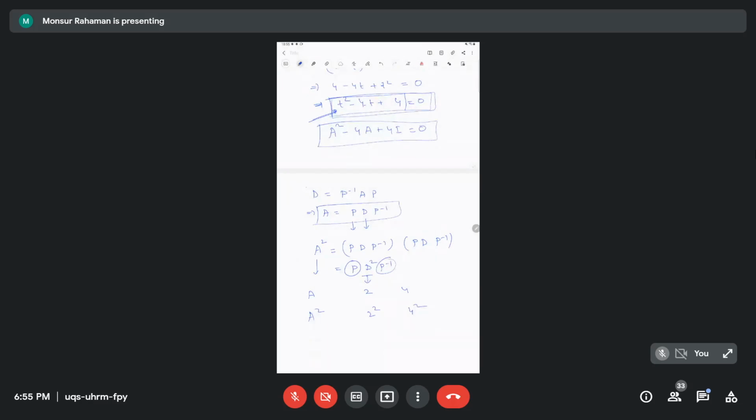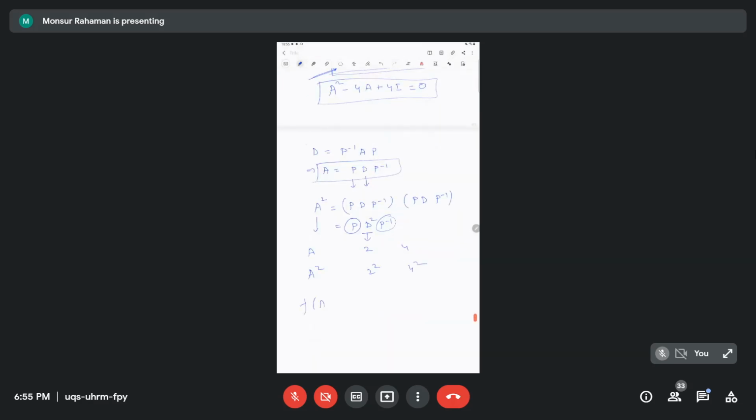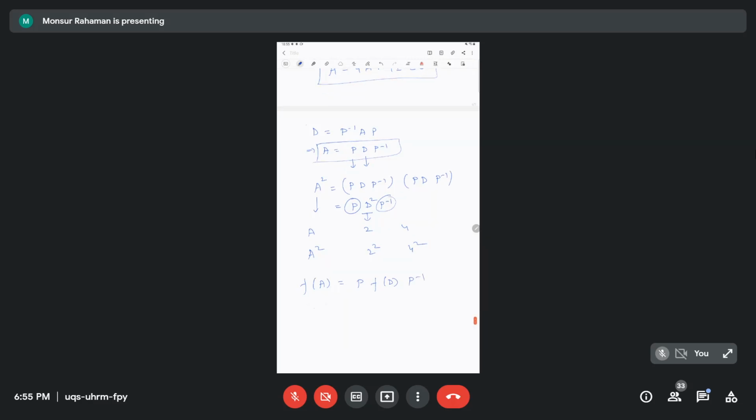So for any polynomial f of a, this is p f of d p inverse. If a's eigenvalue is lambda, then f of a's eigenvalue will be f of lambda, provided f is a polynomial, not just any function.